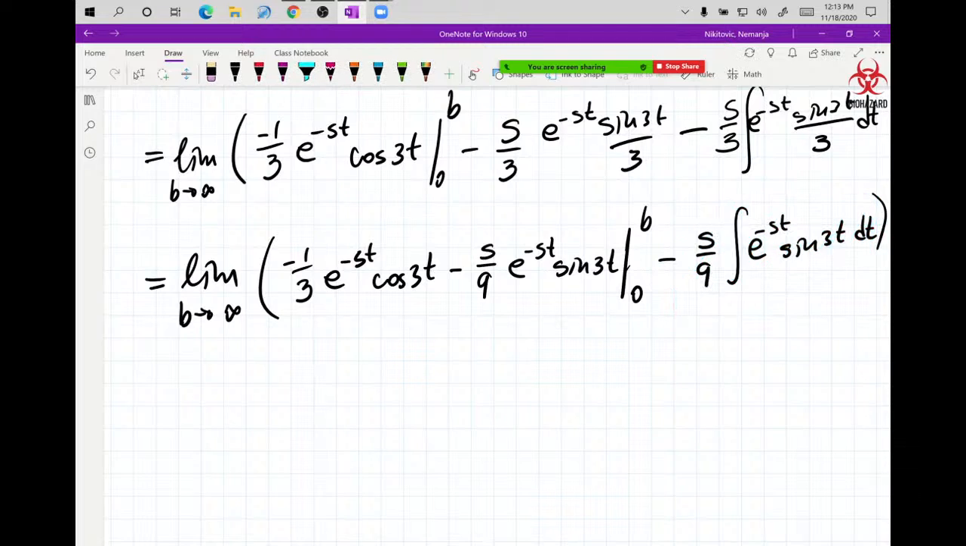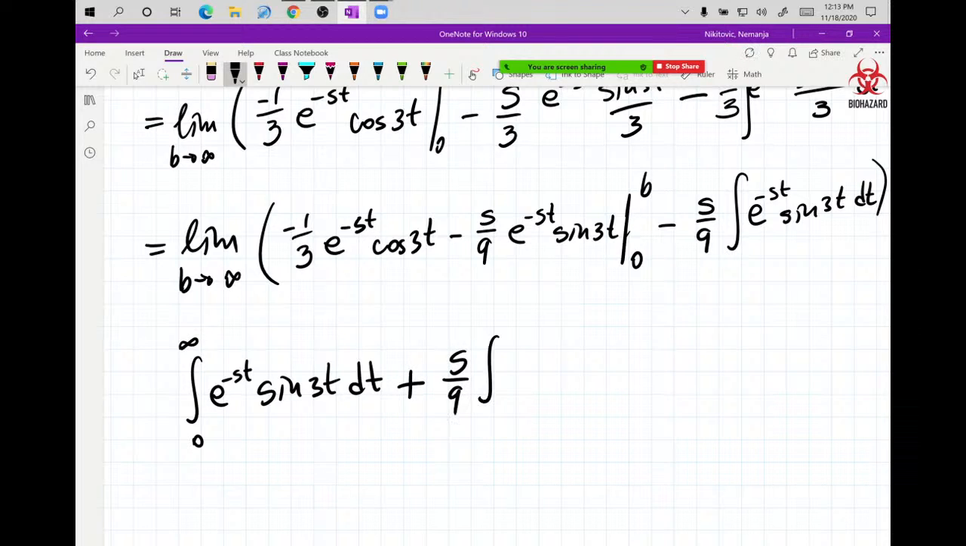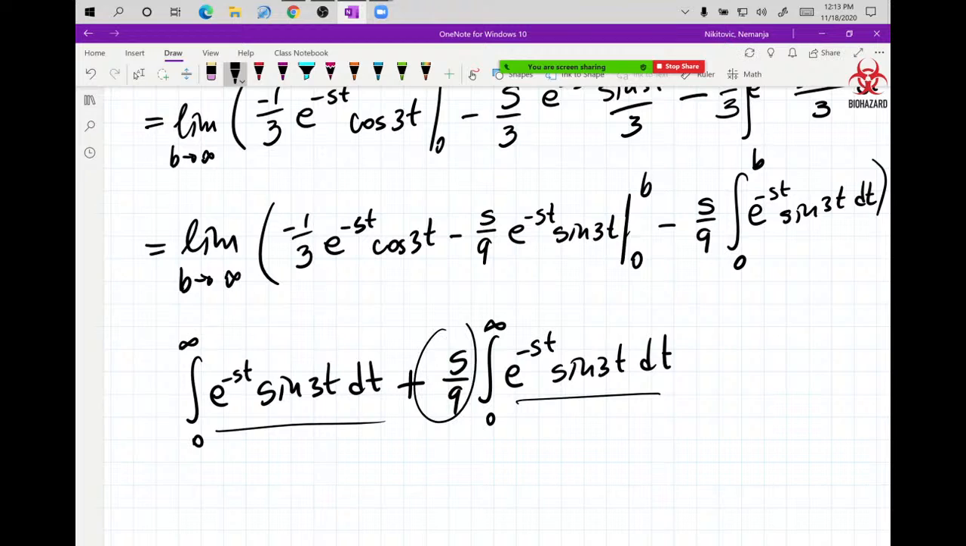So again, if you haven't been doing these problems too much in your Calc 2, I understand if you're confused and angry. But here it is: the integral 0 to infinity of e to the negative st sine 3t dt will be added to the s over 9 integral from 0 to b of e to the negative st sine 3t dt. As you can see, these 2 integrals are the same, it's just that their front coefficients are going to add.